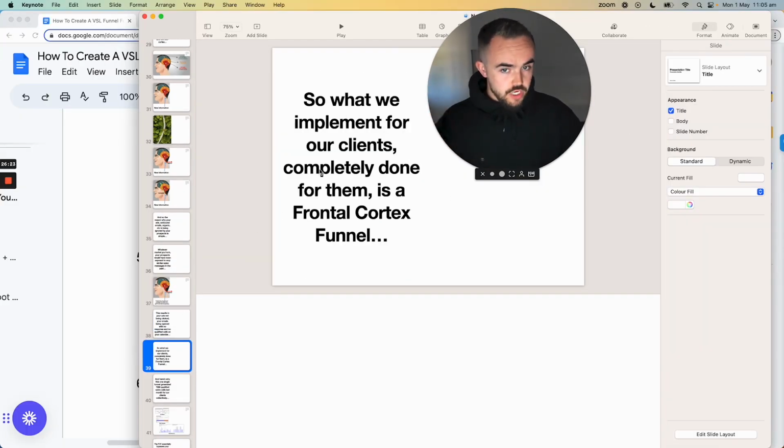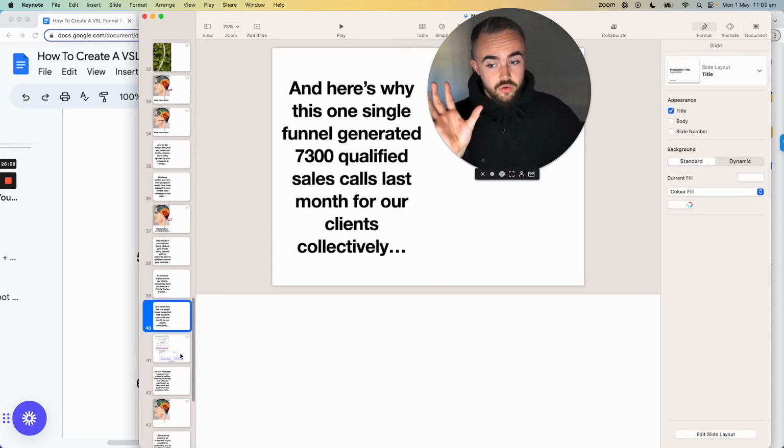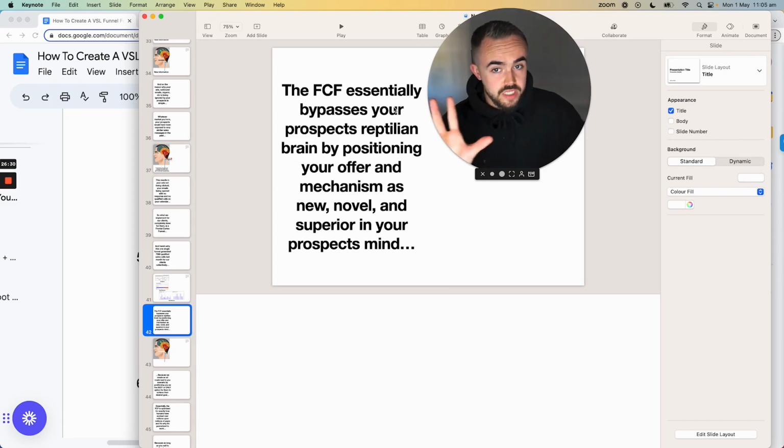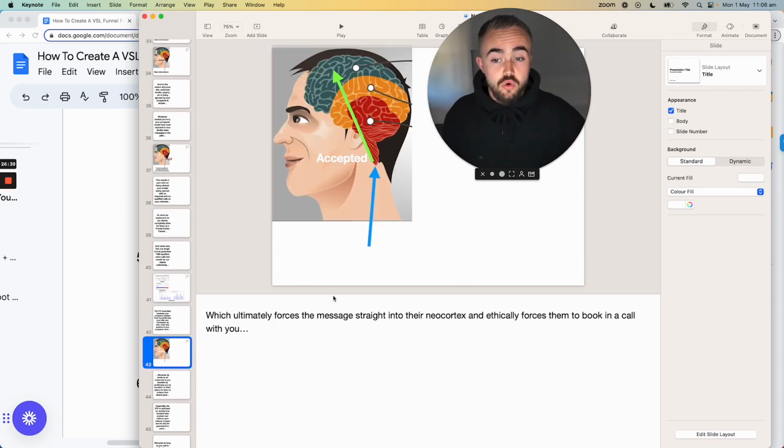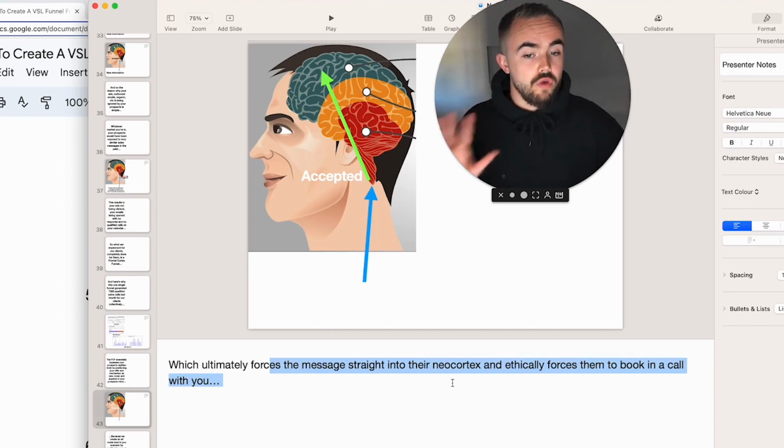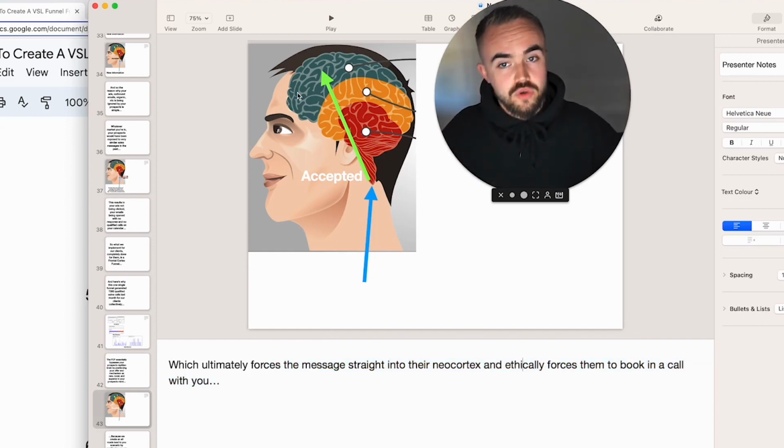So then instead what we do, and then I introduce our mechanism, which is the frontal cortex funnel. And here's the reason why it gets all these results. The frontal cortex funnel essentially bypasses your prospect's reptilian brain by positioning your offer and mechanism as new, novel, and superior in your prospect's mind, so that ultimately it forces the message straight into their neocortex and ethically forces them to book in a call.